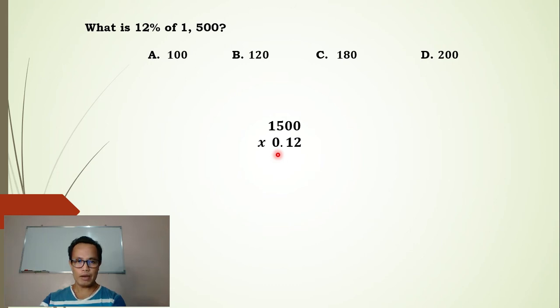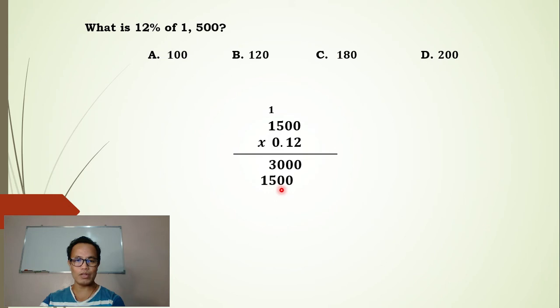So when we multiply 1,500 times 0.12, we do it one by one. That is 2 times 0 is 0. 2 times 0 here is again 0. Then 2 times 5 is 10. So bring down 0, we carry 1. 2 times 1 is 2, plus 1 is 3. Then we move to 1. 1 times 0 is 0. 1 times 0 is another 0. 1 times 5 is 5. 1 times 1 is 1.